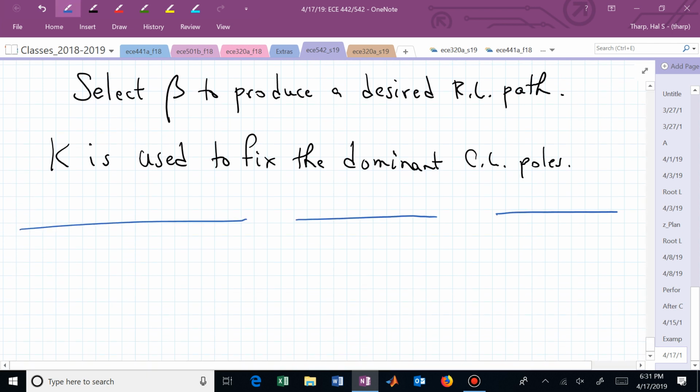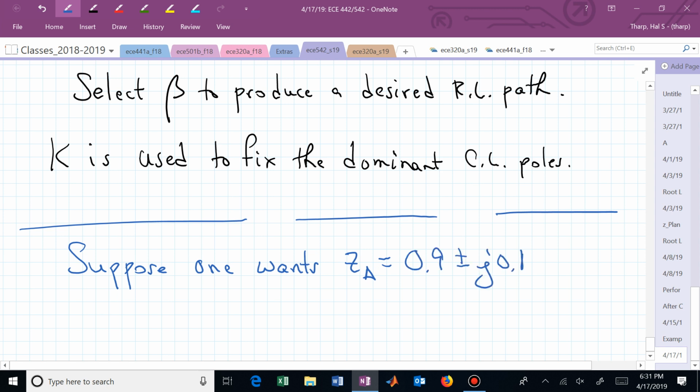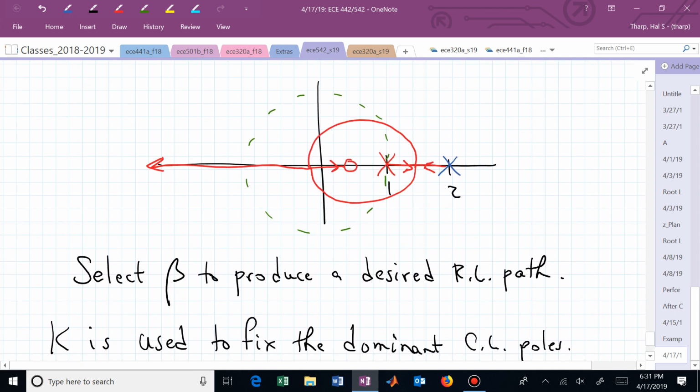So now suppose, for the sake of argument, that the designer wants to have closed loop poles Z delta at 0.9 plus and minus J 0.1. Let's just accept that that's where they want them. So they actually want these branches of the root locus to pass through those 2 points, by trying to figure out where that 0 needs to be in order to make that happen.